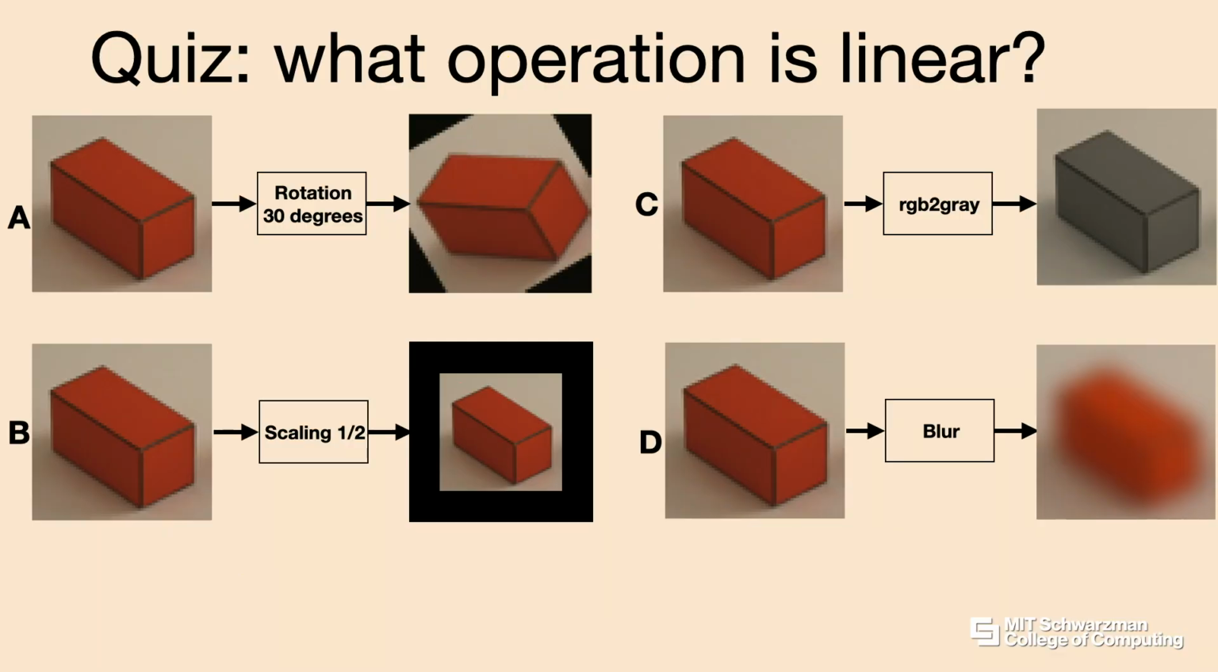OK, they are all linear. All of these functions are linear. You can find a linear implementation for all of those. If you take 2 images, you sum them and you rotate, it's the same thing as rotating them and then summing the rotated results. Or scaling is the same thing. You take 2 images, you sum them up, and then you do the scaling. It's the same thing as taking the images, scaling them, and then summing the result. The same thing for grayscale, and the same thing for blur. They can all be implemented with linear functions.